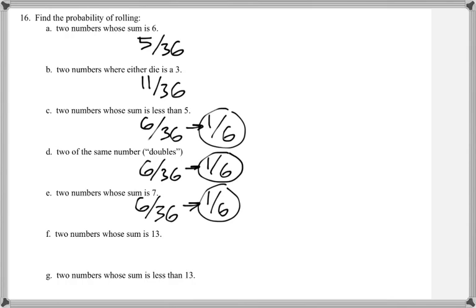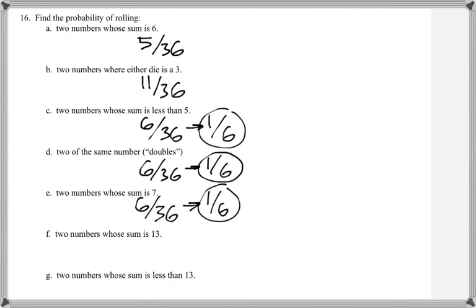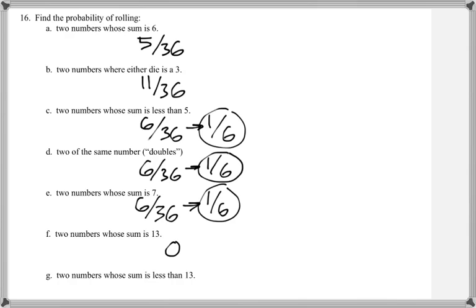Part F says two numbers whose sum is 13. Well, the greatest the sum can be is 12. So we have a 0% chance that the sum is going to be 13. And then part G says two numbers whose sum is less than 13. That is all of them. So we have 36 out of 36, or that just reduces to 1.